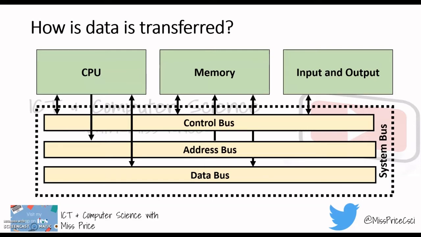Input and output devices move data from the control bus to the input devices and the output devices, then from the input to the control bus again. And the address bus to the input and output devices and back again. And input and output devices to the data bus and back again.